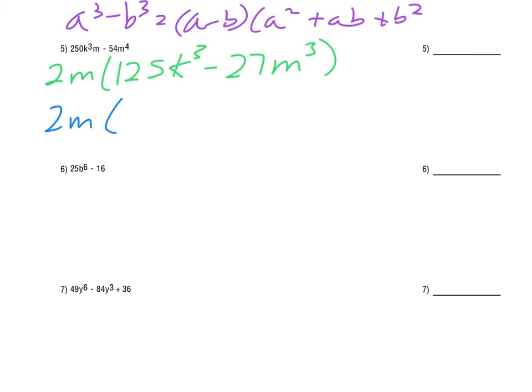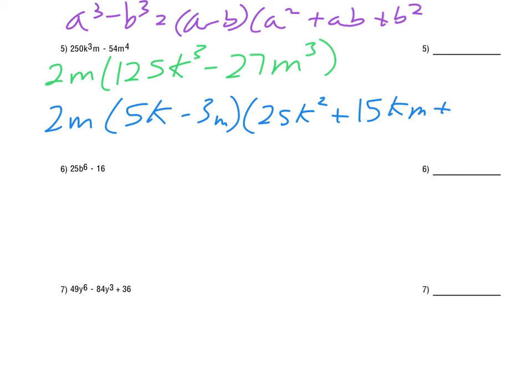So if I have the 2m out here, I cube root the 125k cubed, that gives me 5k, minus the cube root of 27m cubed, so 3m. And then again, that 5k, all I have to do is square that in order to get my first term here, so 25k squared. And then plus the product of the two terms together. So 5k times 3m be 15, and km or mk does not make a difference. And then we square the 3m for the last term, so 9m squared. And that's all there is to it. Again, make sure that you remember that 2m there at the beginning because we took it out earlier.